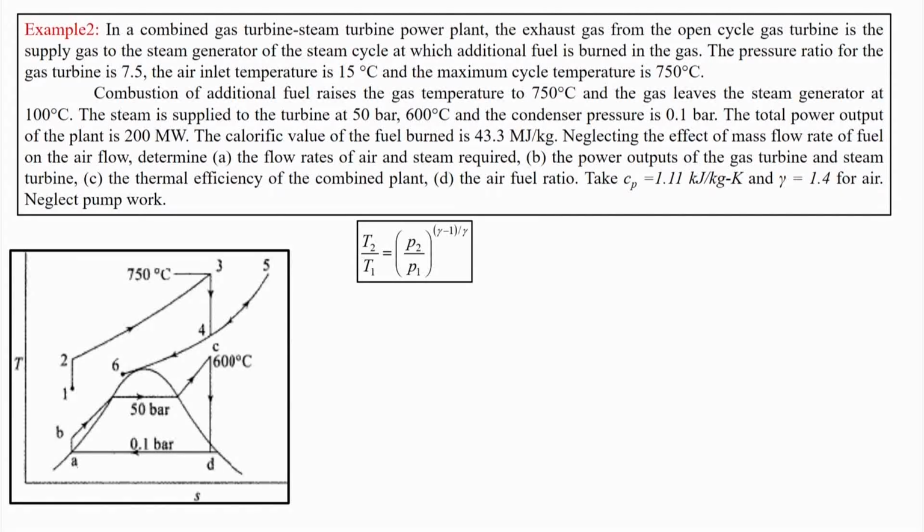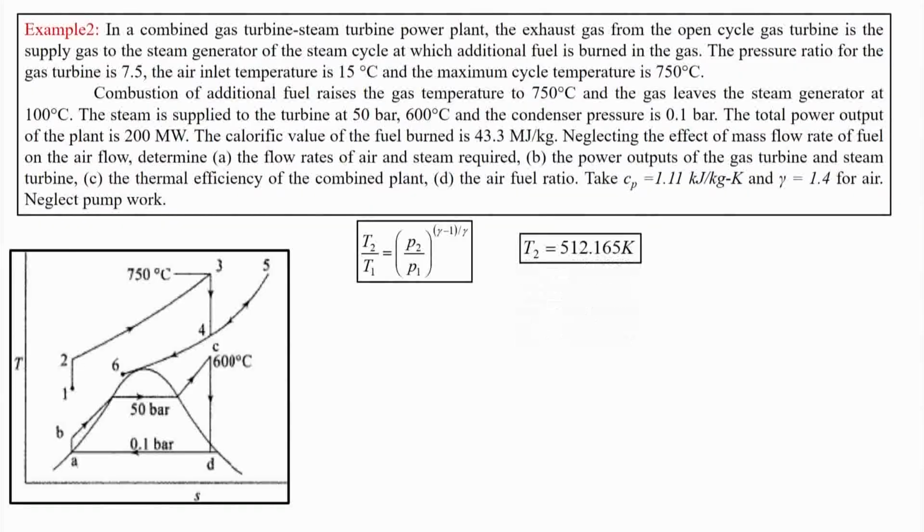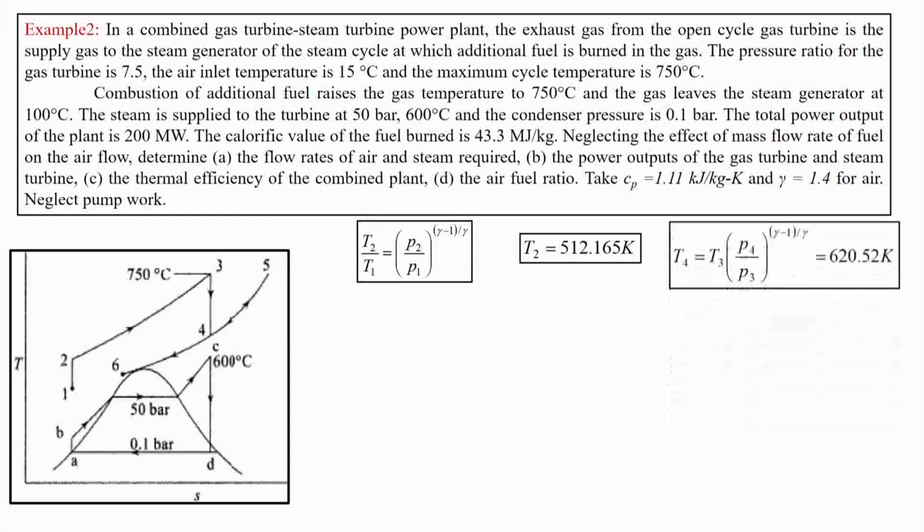So, T2 by T1 is equal to P2 by P1 raised to gamma minus 1 upon gamma. This is the isentropic relation, since it is a compressor. In the compressor we have isentropic compression from the inlet condition. So, knowing the pressure ratio and the temperature T1, we can find out T2. So, T2 is 512.165 Kelvin.